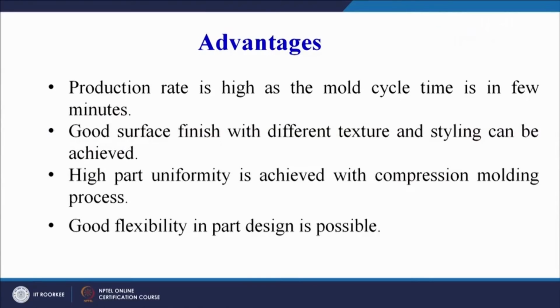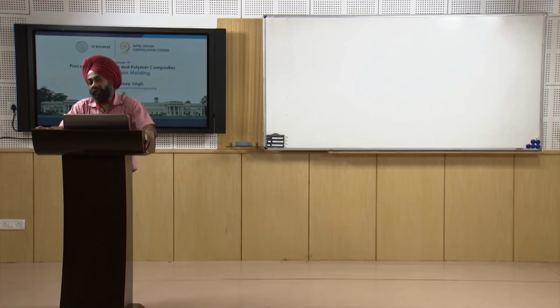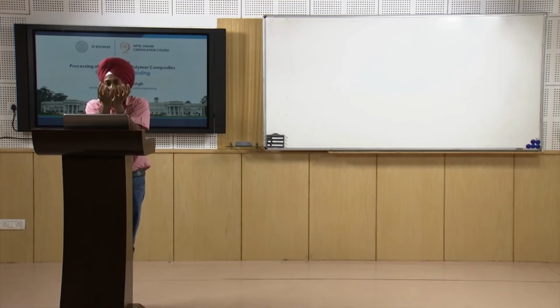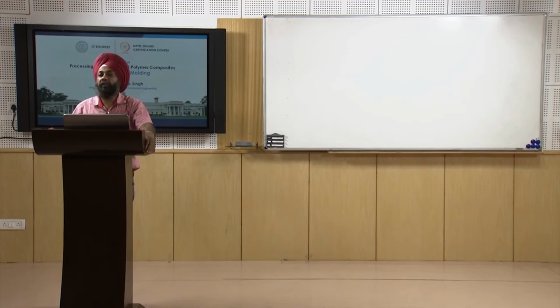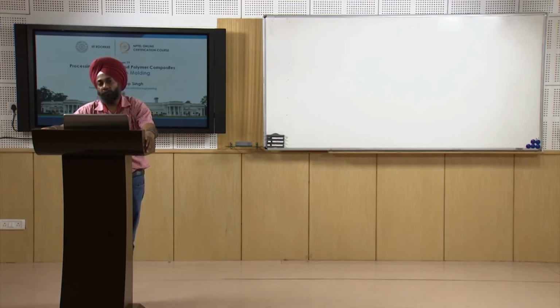Good surface finish with different texture and styling can be achieved. As I have told you, in hand layup process also, why do we do grinding on the two inner side mold halves? So we do grinding in order to produce good surface finish. In this case also, as we have the closed mold, the product is being compressed, or application of pressure from all dimensions. So the outer surface of the product will be very good. Why? Because surface finish of the mold, which is a metallic mold, will be duplicated or will be transferred to the surface of the composite product.